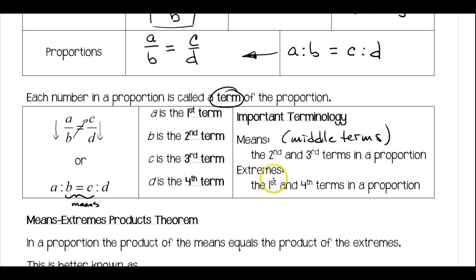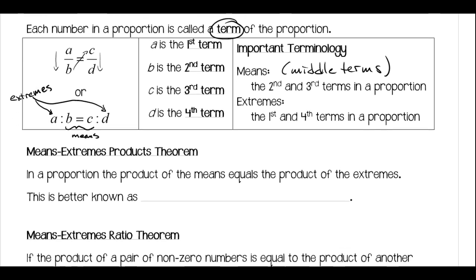And then the extremes, those are the ones on the outside. So I've got A and D. These are on the outside. These are the extremes. Figure out how to spell here. Extremes. Okay, so again, when it's written in fraction form, which it'll normally be written, make sure you understand where the means and the extremes are. Very, very important.